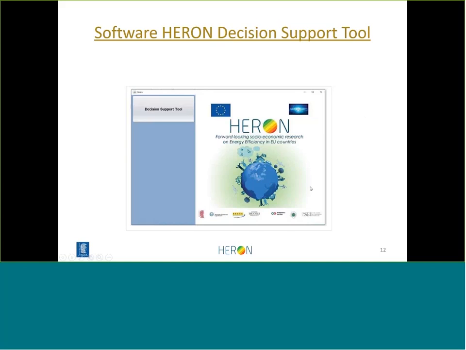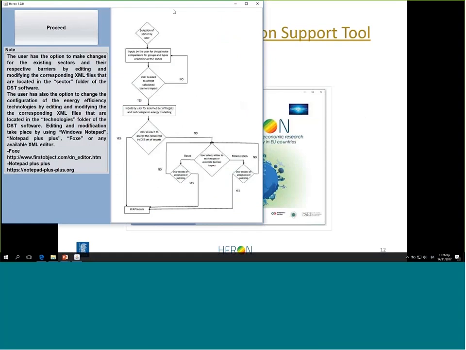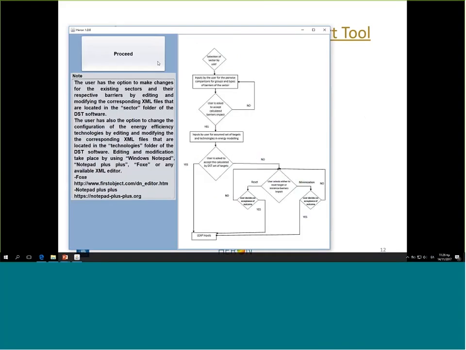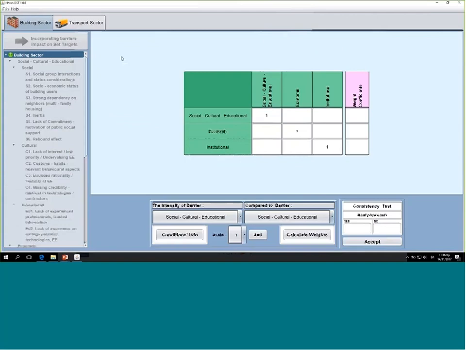Now, all this allowed us to develop the software. And let me show you the software. This is our first screen where you can see a flow diagram that explains the procedures that are taking place. And this is our first basic screen. You can see here that we have in the rows and in the columns the same names that concern the three main groups of the barriers. And here we will compare them between them.